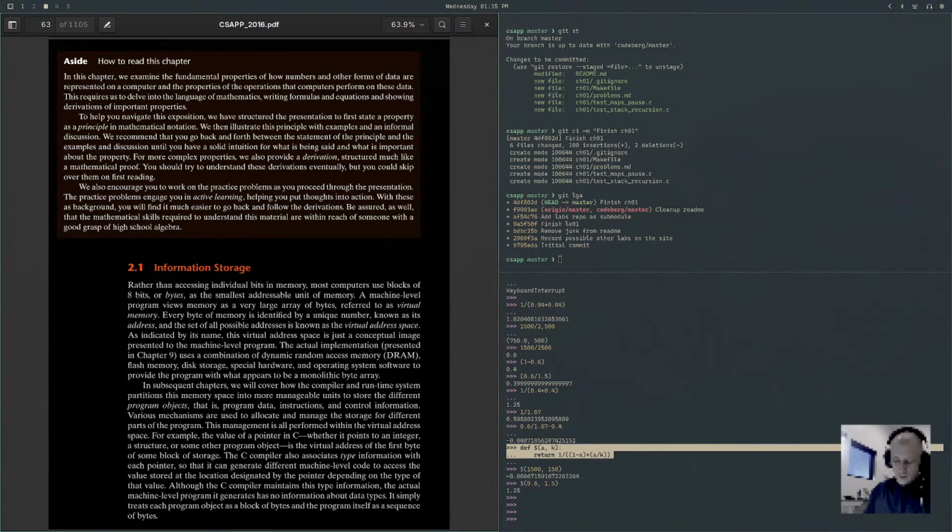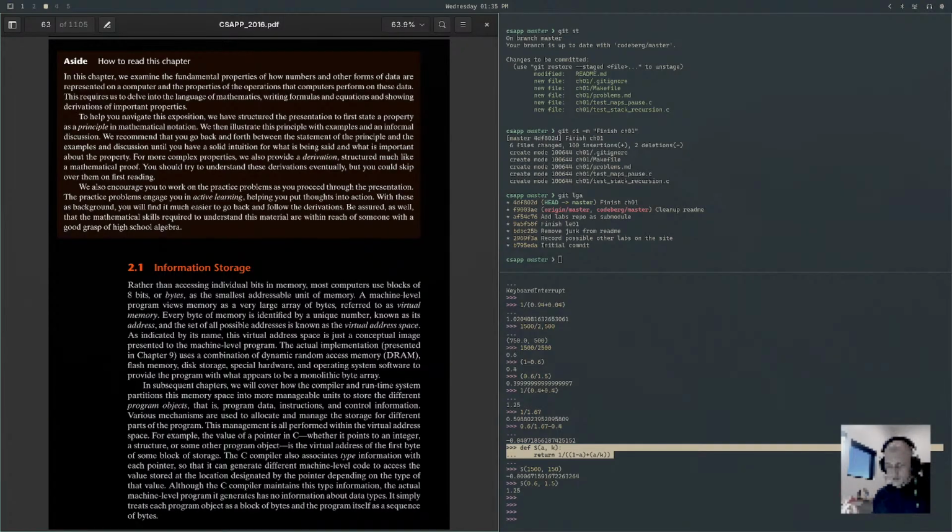Information storage. Rather than accessing individual bits in memory, most computers use blocks of 8 bits, or bytes, as the smallest addressable unit of memory. A machine-level program views memory as a very large array of bytes, referred to as virtual memory. Every byte of memory is identified by a unique number known as its address, kind of like an index into a big array. And the set of all possible addresses is known as the virtual address space.